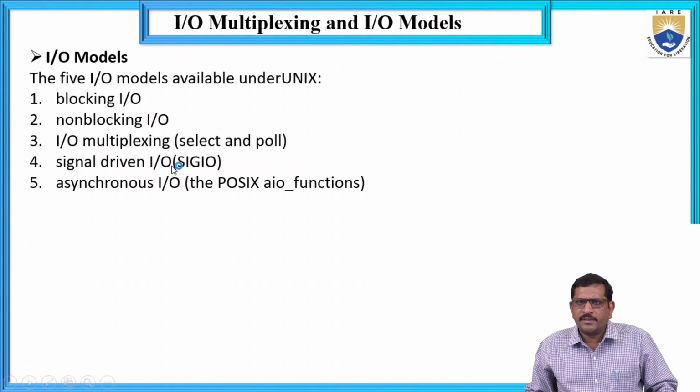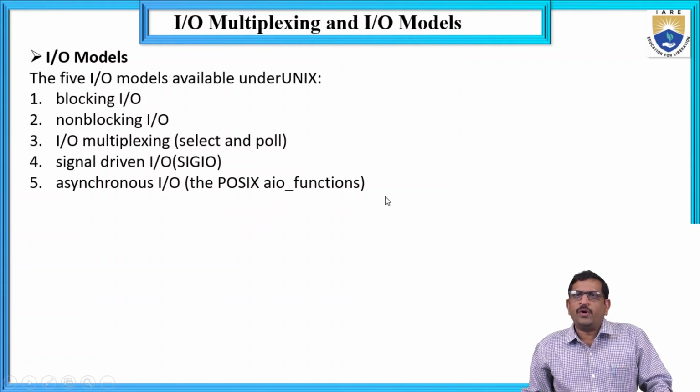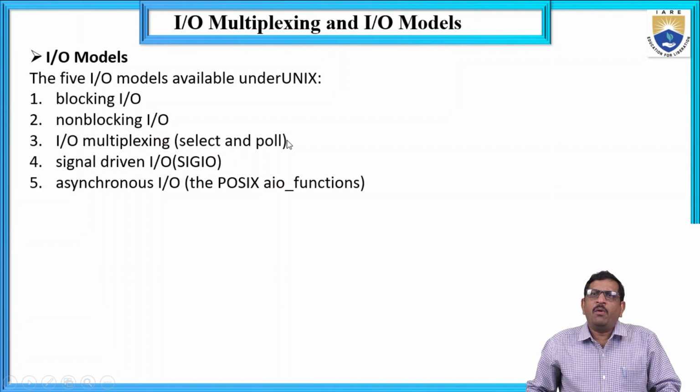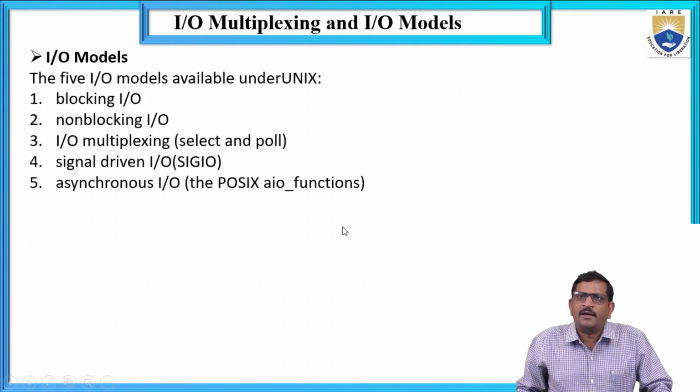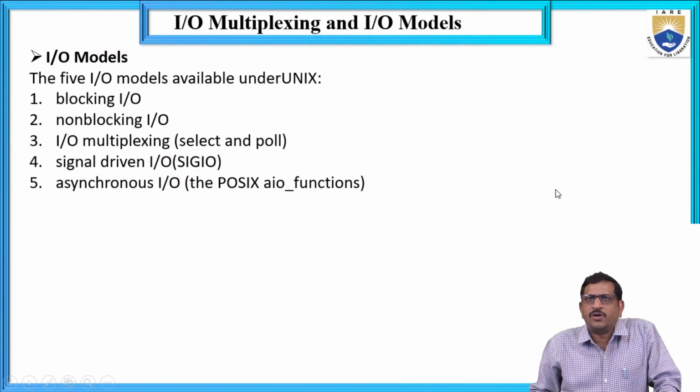The fourth is signal driven input output, that is SIGIO. The fifth is asynchronous input output, that is the Portable Operating System Interface AIO functions. These are all the five models that can be utilized for input output under the Unix operating system. Multiple inputs can be sent to the process and a single output can be generated in multiplexing processing. For that, we can utilize these models.